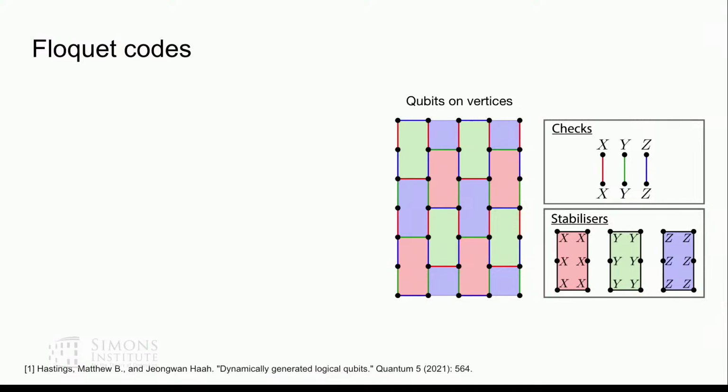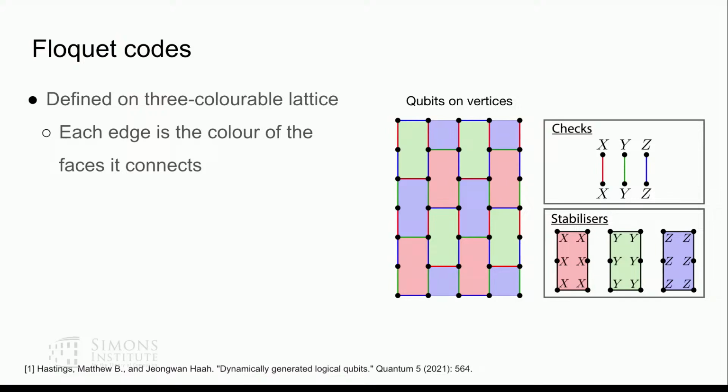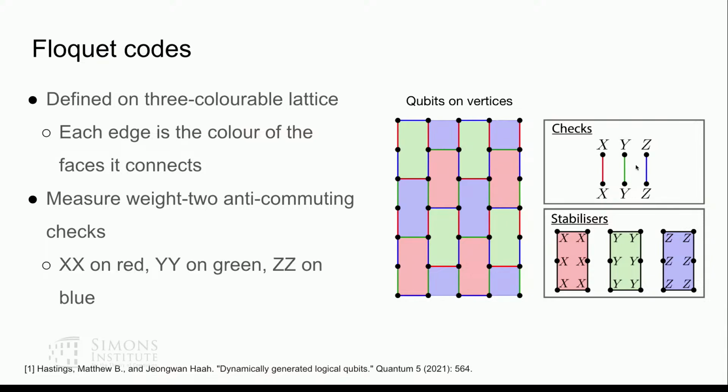So I'll give another overview of Floquet codes, but maybe from a slightly different perspective, as you heard this morning, looking more from the perspective of subsystem codes. So Floquet codes are defined on a 3-colorable lattice, where each edge is the color of the faces it connects, as shown on the right here. And so we measure these weight 2 anti-commuting checks, shown on the right. So XX on the red edges, and YY on the green, and ZZ on the blue.